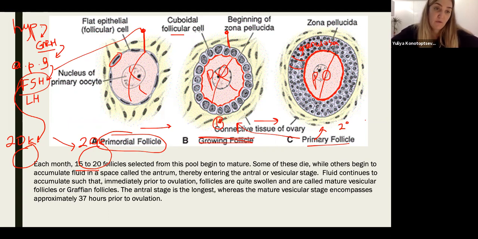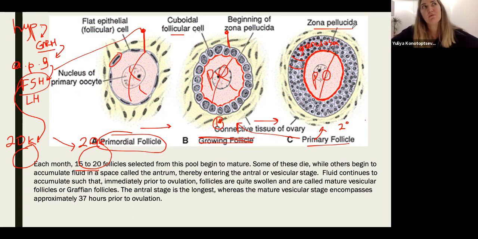At primary follicle second stage. That's when they appear. What are granulosa cells? Stratified cuboidal follicular cells. What is the function of granulosa cells? They secrete a glycoprotein coat. This glycoprotein is coating your primary oocyte. This glycoprotein is known as zona pellucida.